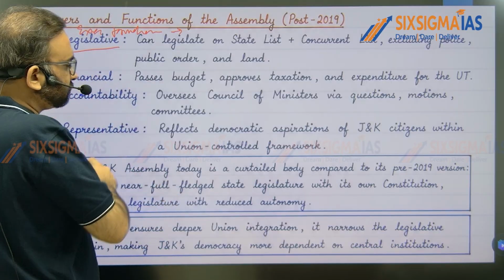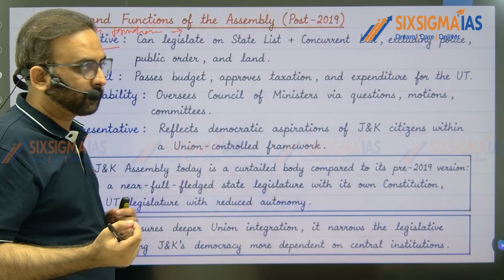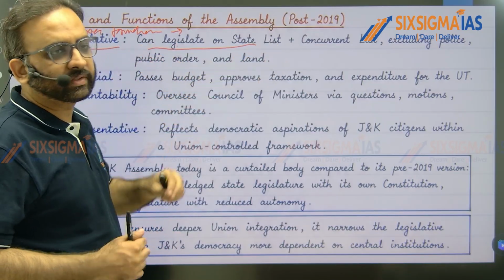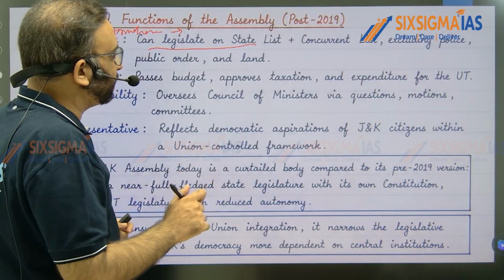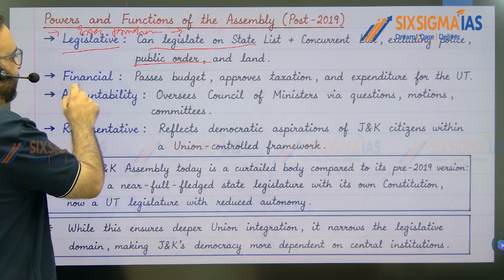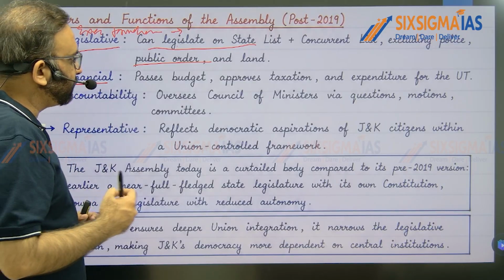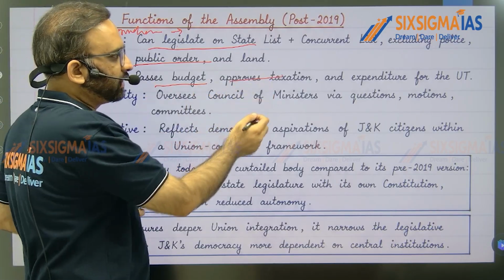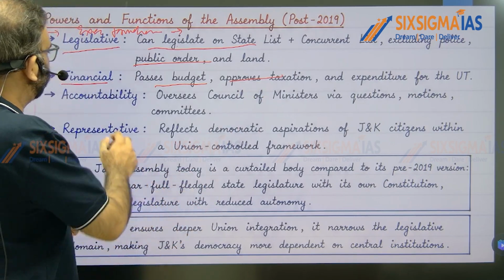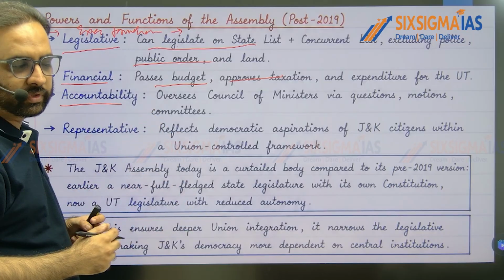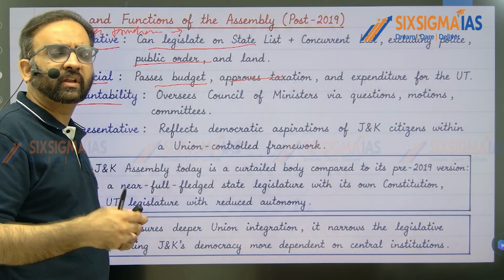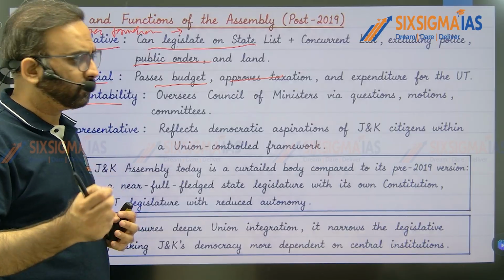Second is legislative power, that is law-making power. That is, the state legislative assembly can legislate on the state list plus the concurrent list, but do remember it does not have power over police, public order, and land. Third, financial: the state legislative assembly has the power to pass the budget, and approve taxation and expenditure for the UT, just like any other legislature. Then accountability, that the executive is going to be responsible to the legislature through questionnaire, through adjournment motion, through censure motion, and also through no confidence motion.